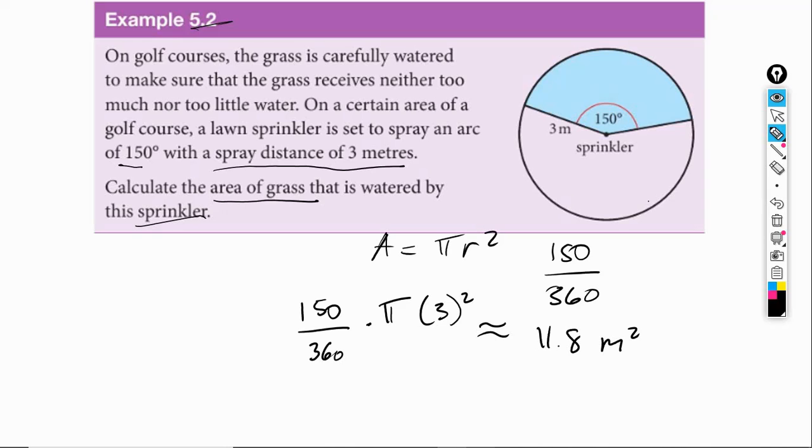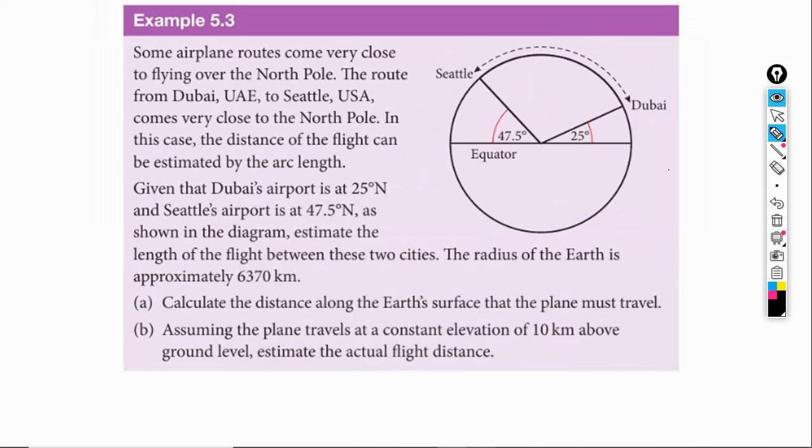Okay, everyone, so here we are now on example 5.3. And they're talking about some airplane routes that come very close to flying over the North Pole. The route from Dubai, United Arab Emirates, to Seattle, USA, comes very close to the North Pole. In this case, the distance of the flight can be estimated by the arc length. Given that Dubai's airport is 25 degrees north and Seattle's airport is at 47.5 degrees north, as shown in the diagram, estimate the length of the flight between these two cities.